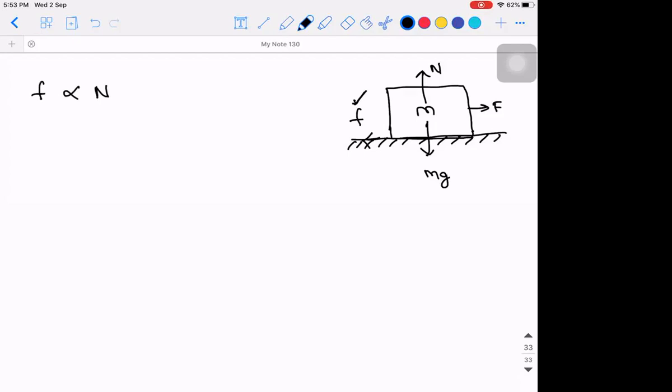Okay. So in this case, N is equal to mg. Correct? Because vertically it is balanced. The object is moving only along the horizontal direction. Vertically, it has no acceleration.